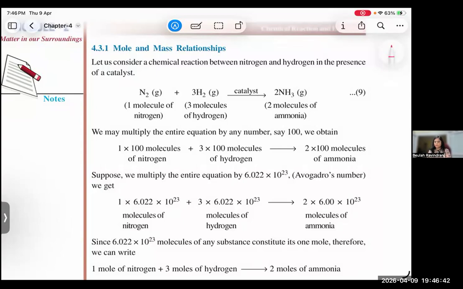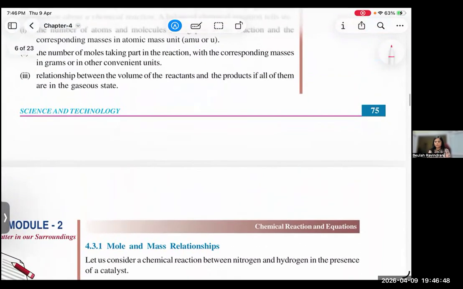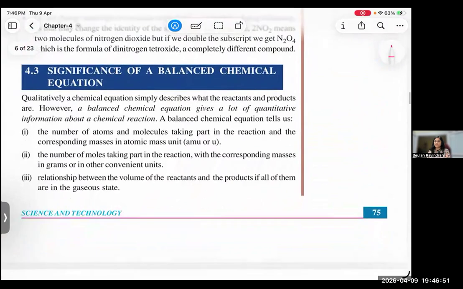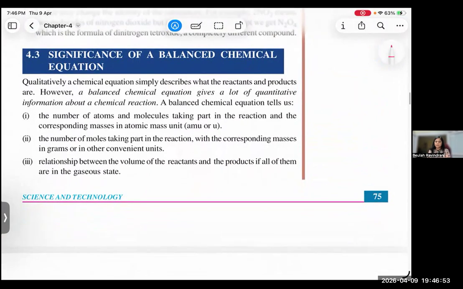So now the topic comes to mole and mass relationships. You must know the significance of a balanced chemical equation. Okay, this is very important. A balanced chemical equation tells us the number of atoms and molecules taking part in the reaction, and the corresponding masses in atomic mass units. All of this it will explain.